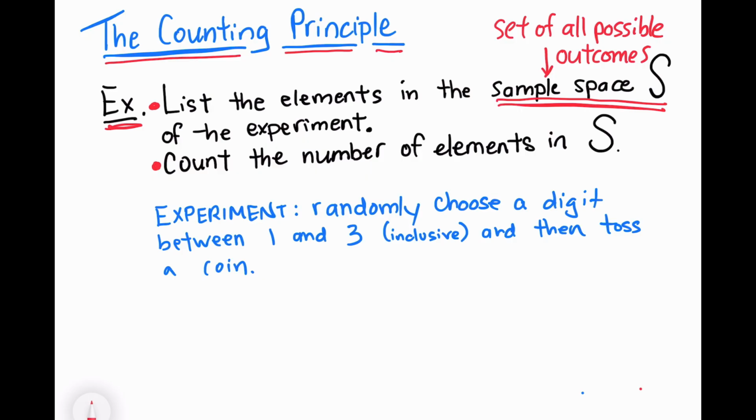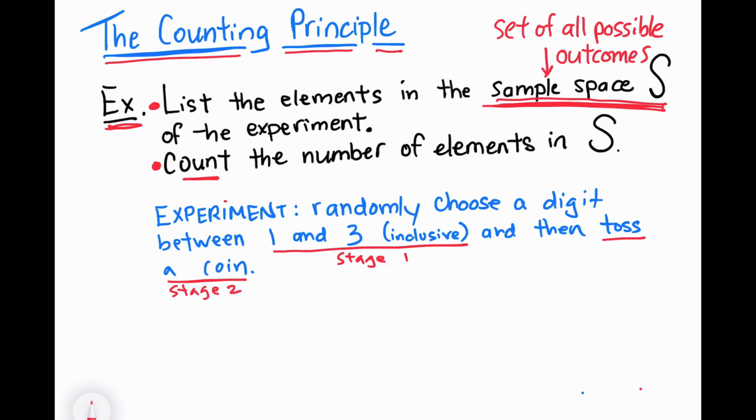Again, we're going to list the elements in the sample space, and then we're going to count the number of elements in the sample space. So in this experiment, I randomly choose a digit between 1 and 3 inclusive. So that's 1, 2, or 3. I'm going to randomly choose one of those 3 digits, and then I'm going to toss a coin. So again, this experiment has 2 stages. So you can think about this as stage 1. First, you're going to pick your number, and then stage 2 happens, we toss a coin. So let's think about that as stage 2.